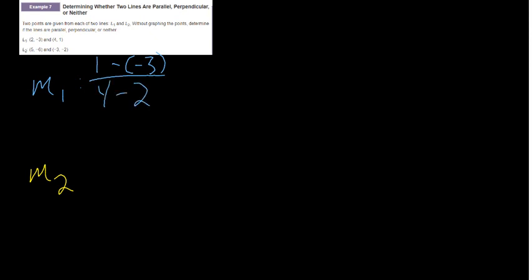This is the 1 right here, and this is -3 right here. It's a change in y, right? y2 minus y1. Then we have the 4 right here, and the 2 right here, which is a change in x. So the change in y over the change in x. We'll have 1 minus -3. Well, 1 minus -3 is simply saying 1 plus 3, so that's going to be a 4, and then 4 minus 2, that's 2. So my slope of line 1 is going to be 2.